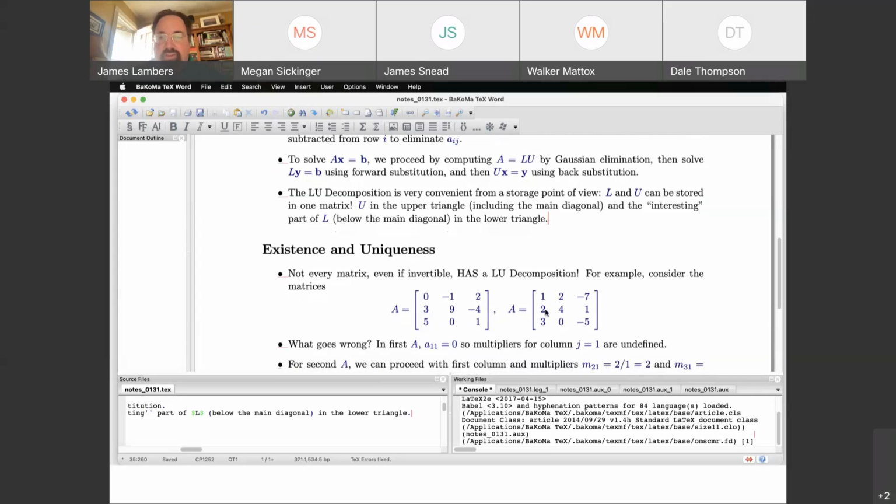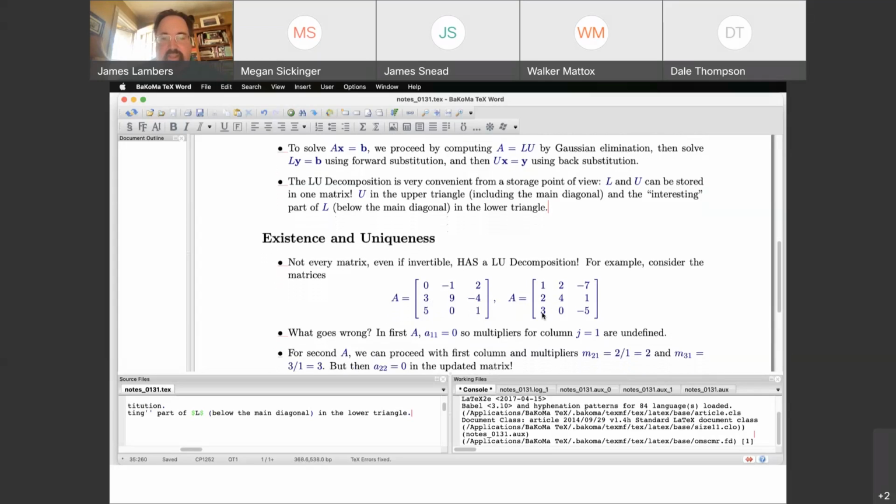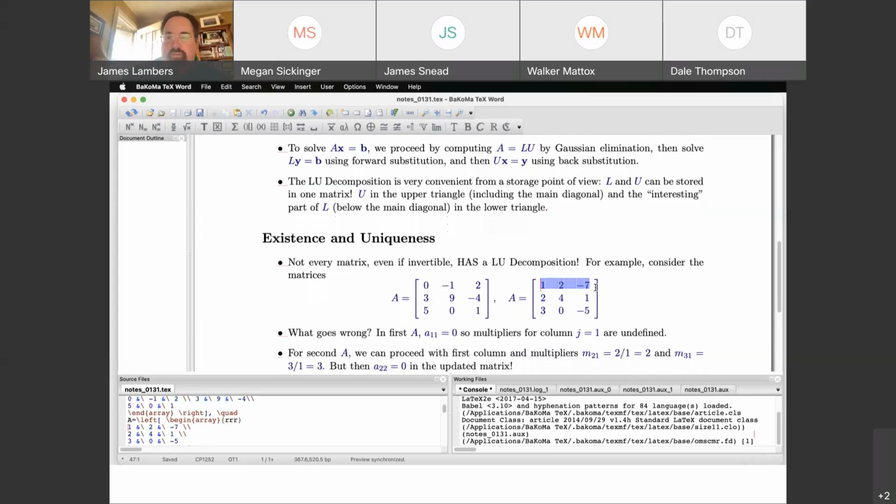Now, for the other example, you can work in the first column, so you compute multipliers of 2 over 1 and then 3 over 1 to eliminate these two entries. But then, when you eliminate this entry, you're taking 2 times the first row and subtracting it from the second row. That's going to introduce a 0 right here. So then this entry will become zero, and you won't be able to continue Gaussian elimination into the second column. So it doesn't break down immediately, but it does break down.